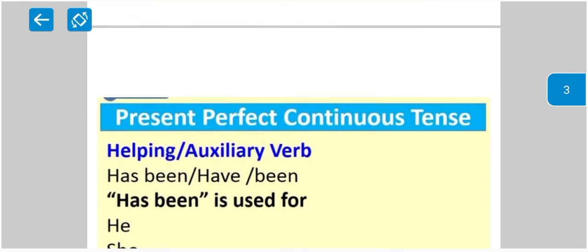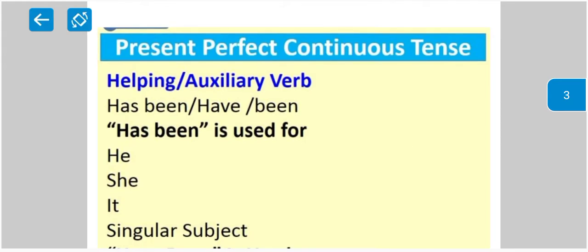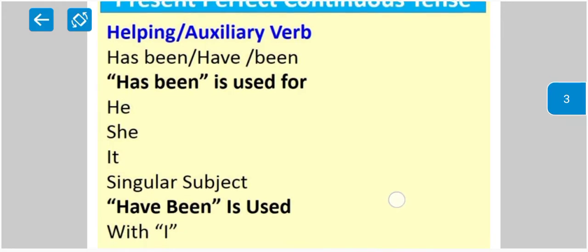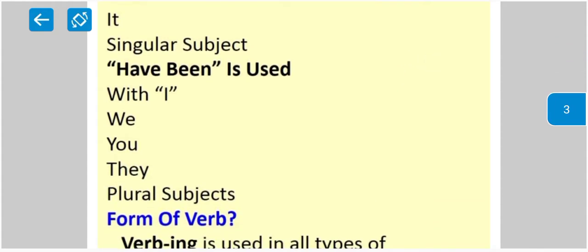Let's see its auxiliary verbs, and that is has been and have been. If we talk about has been, so has been is used with a singular subject, that is he, she, it. And then very next is have been. Have been is used with a plural subject, and that is we, you or they.